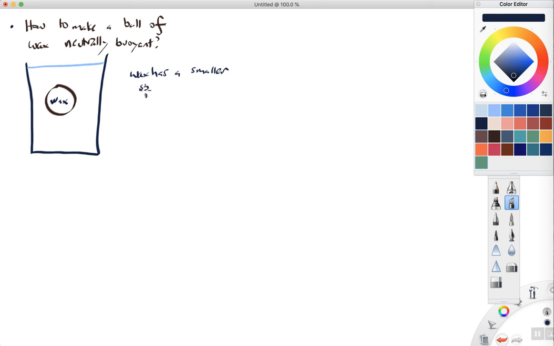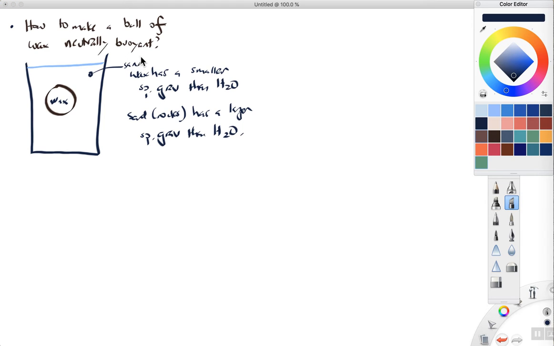So although wax has a smaller specific gravity than water, sand, which is rocks, limestone or something, has a larger specific gravity than water. So if you were to just take a little rock, for example, this is a sand grain, it would fall in the water because it's more dense than water. Wax, on the other hand, would rise in water.